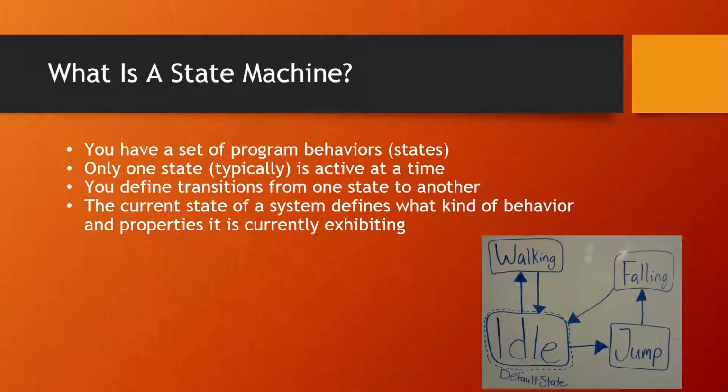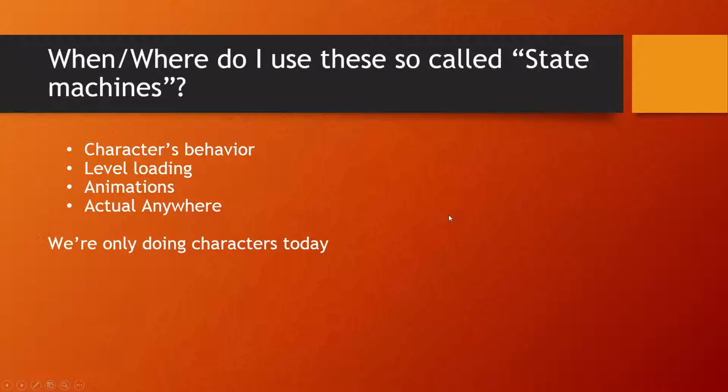The jump state is going to have its own behaviors that say, catapult me upwards, do my jump animation, things like that. So state machines are super applicable to pretty much everything. They're super useful. Today we'll be talking about them for characters. Any questions about what a state machine would be, just in the broad concept? Okay, cool.